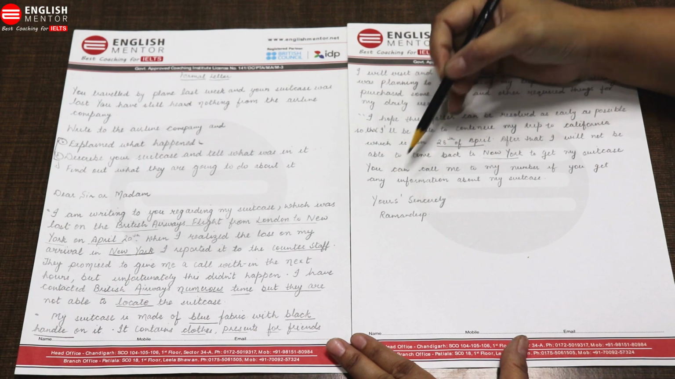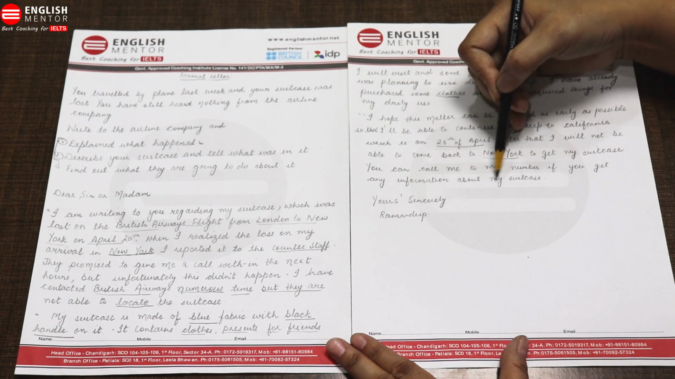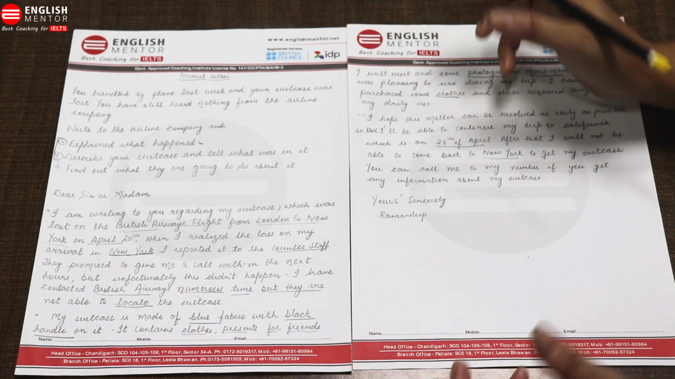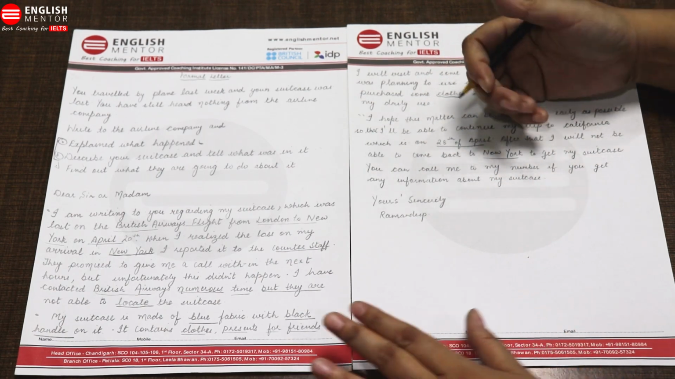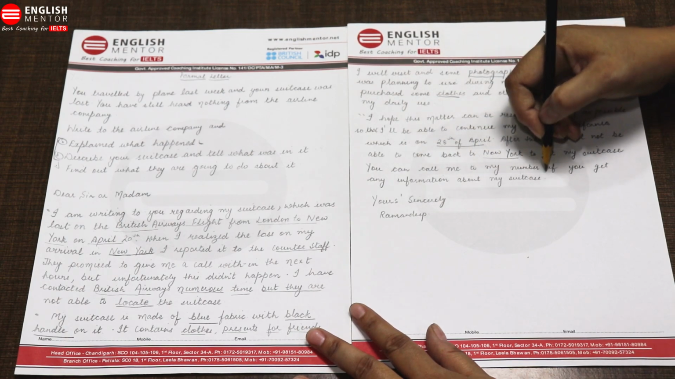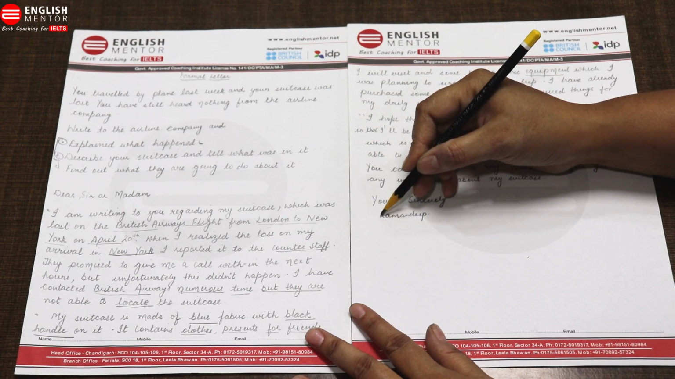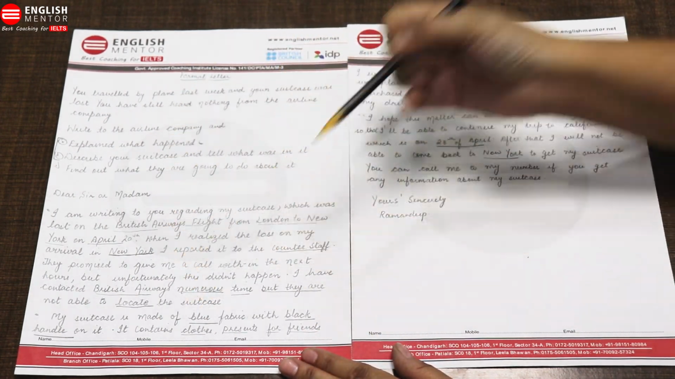So, you can call me on my number if you can get any information about my suitcase. He says once I go to California, I will not be able to come back to get my suitcase. Then he says in case you find my suitcase, you can just give me a call on my number. And at the last we'll write yours sincerely and Ramandeep Singh. This is how a formal letter can be written for GT. Thank you.